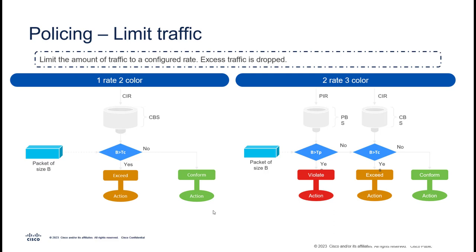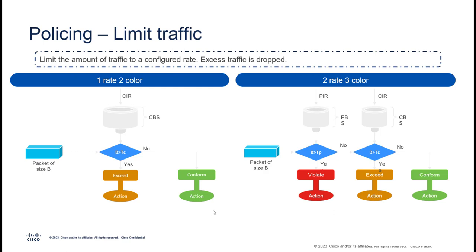Once we've classified the traffic, we might want to police the traffic. By policing, what I mean is we might want to limit the traffic to a certain rate. The excess traffic is simply going to be dropped. The way we configure this is we can either have a binary configuration where we define a particular rate, and if traffic exceeds that rate, we simply drop all of the traffic. Or if you want things a bit more granular, we have the option to define two separate rates.